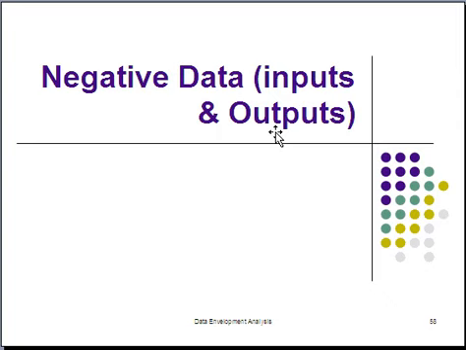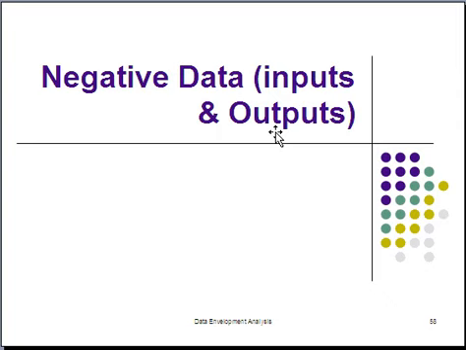So next we're going to talk about how do we deal with negative data, negative inputs and outputs. For example, if you consider profit, if you have a loss during one period, then you have a negative profit. So how do you deal with the negative data in DEA?